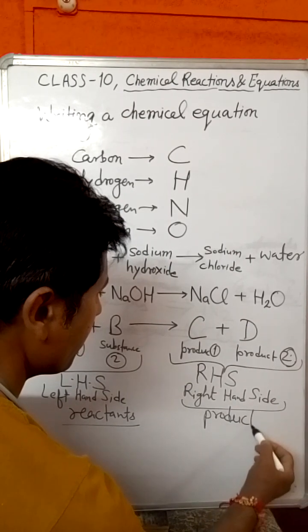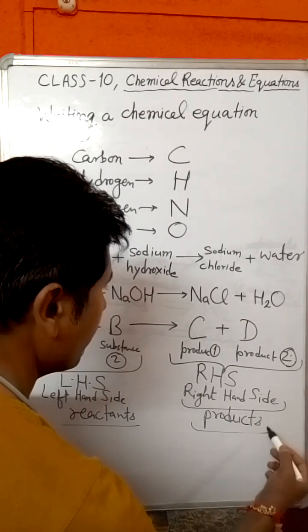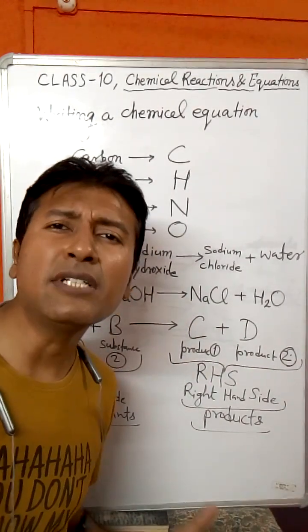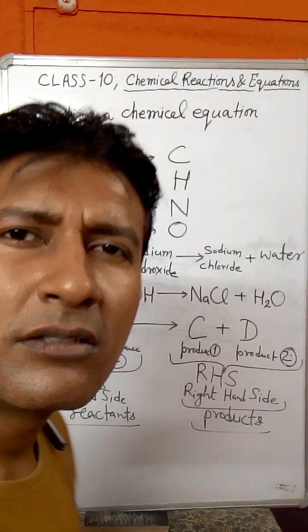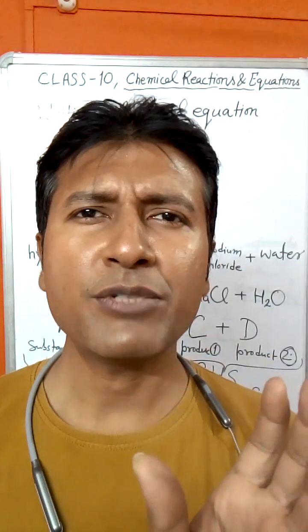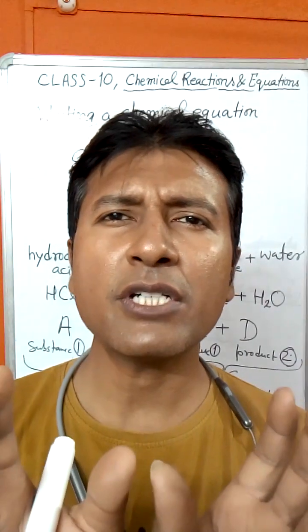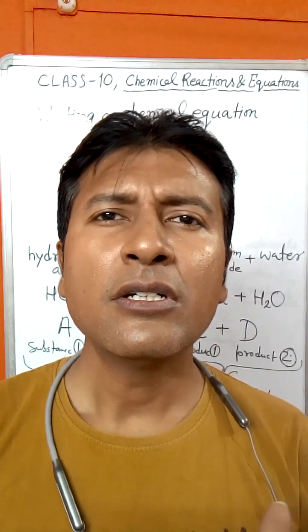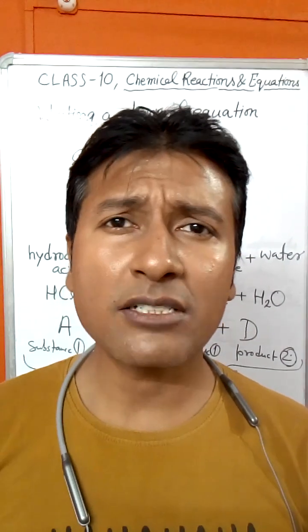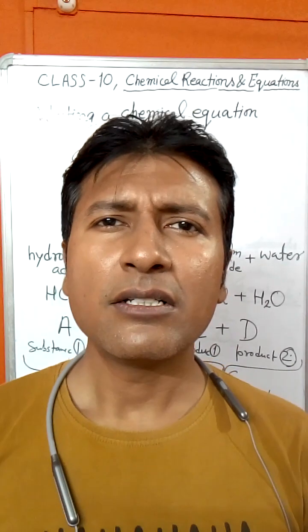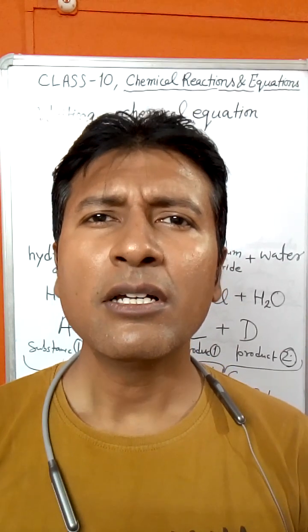Products. Okay. It means that if you treat any A substance with any B substance, so what will happen? There will be some chemical reactions and some new products will be formed, like C and D. Okay, this point is clear?